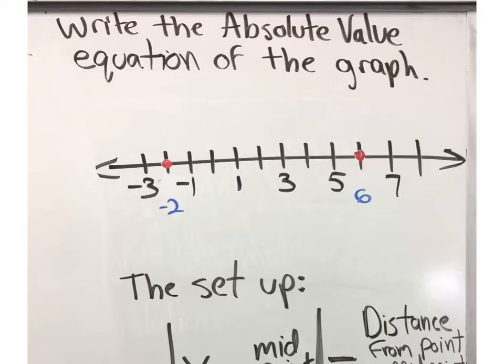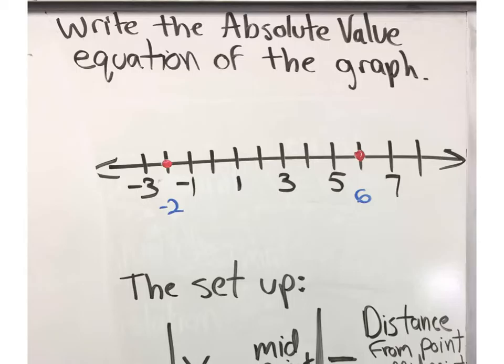So there's a second portion of today's notes. We've already reviewed how to solve absolute value equations. You set up the positive situation and the negative situation. But we're also going to have to work backwards. If they give you a number line and they tell you that your answers are -2 and 6, they're going to want you to actually write the absolute value equation of this graph that has the answer -2 and has this answer 6. So how do we do that?